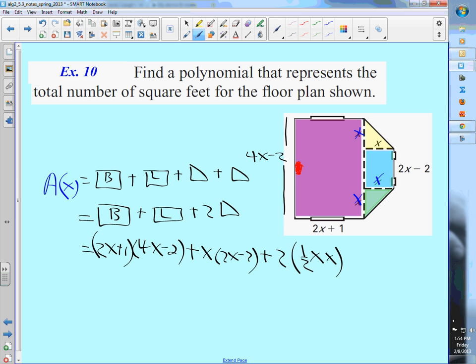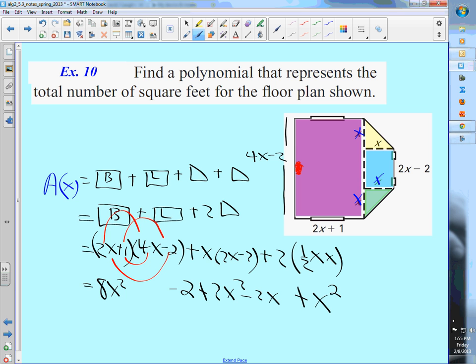Some are easier than others to simplify. X squared, this one's pretty easy. 2x squared minus 2x. And then you have to do the monkey method or whatever it is you do. You're going to get 8x squared. You're going to have a minus 2.4x and a minus 4x cancels. Even better.